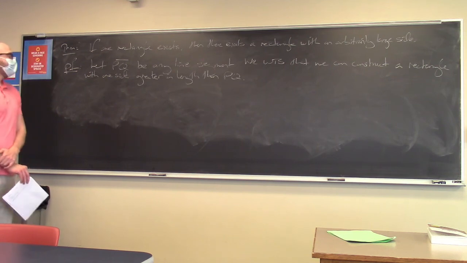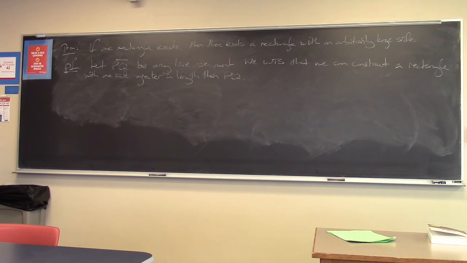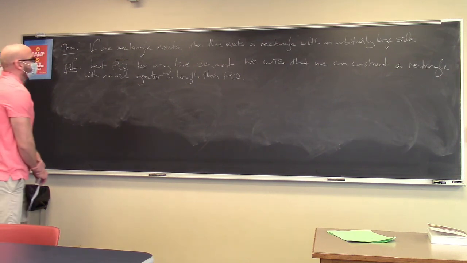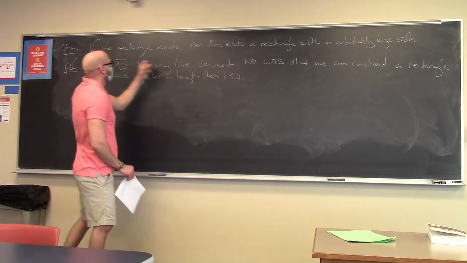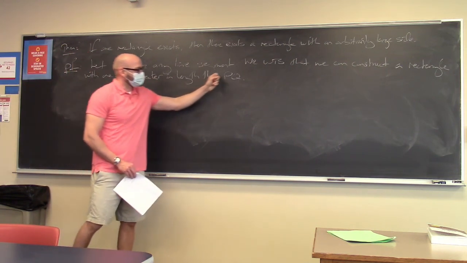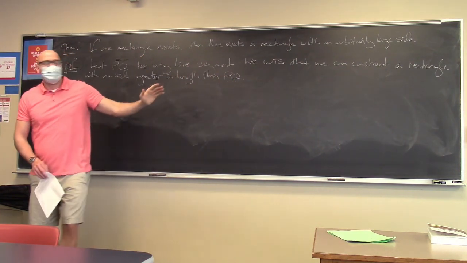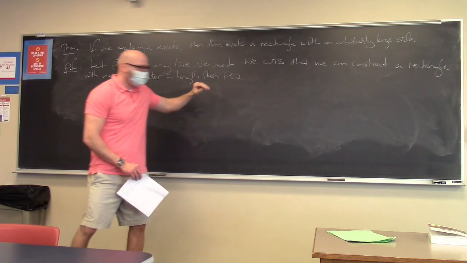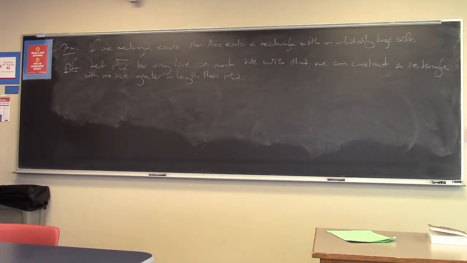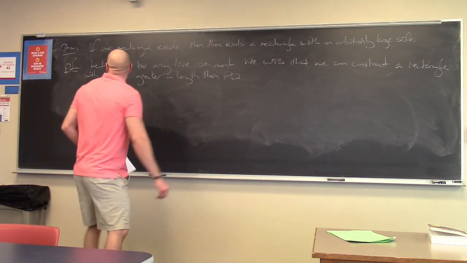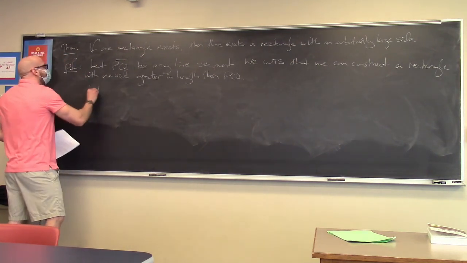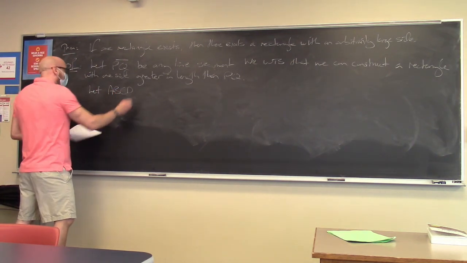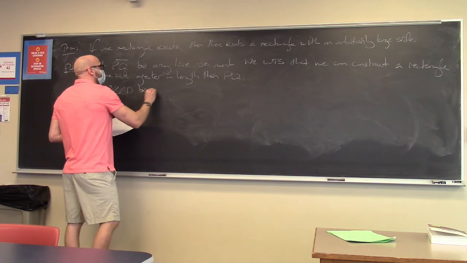Think about notationally what I should use here. Am I saying it's greater in length than the side itself, or greater in length than the measure of the length of the side? Should I have a bar on top of this? I don't think it matters either way. I think both interpretations work fine. So anyway, let ABCD be a rectangle.